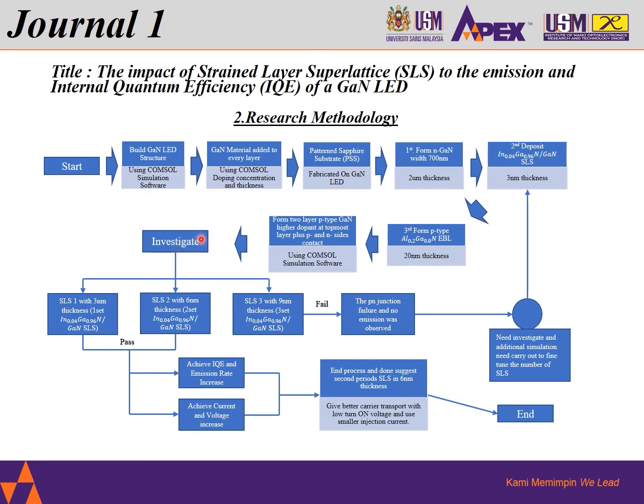For the investigation, we will build three GaN LED structures. SLS1 has 3 nanometer thickness, with one set of indium 4%, gallium 96% per GaN SLS. The second, SLS2, has 6 nanometer thickness with two sets of indium 4% and gallium 96% per GaN SLS. And the third one is SLS3 with 9 nanometer thickness, with three sets of indium 4% and gallium 96% per GaN SLS.